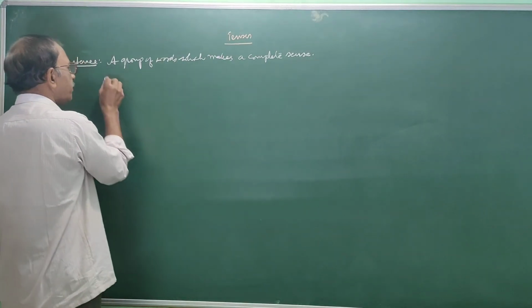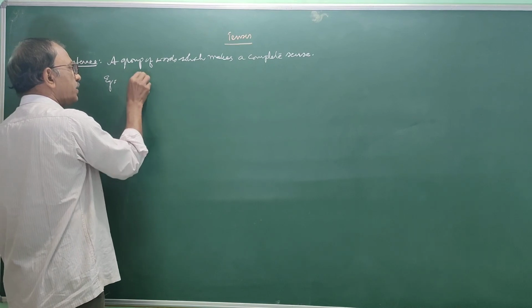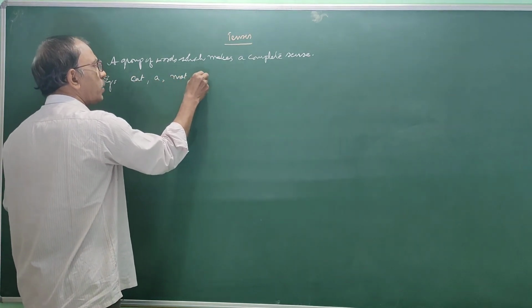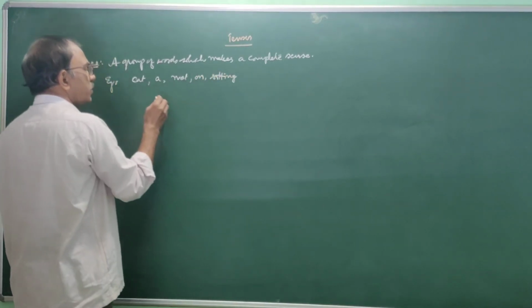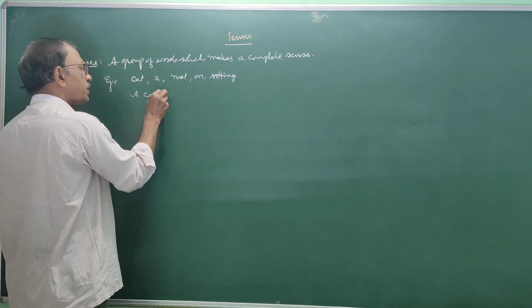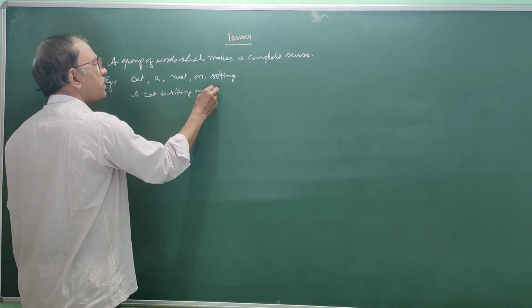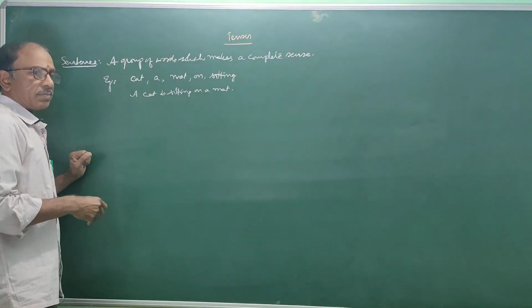For example, suppose I have words cat, a, mat, on, sit, sitting. You can write: a cat is sitting on a mat. This is a sentence.